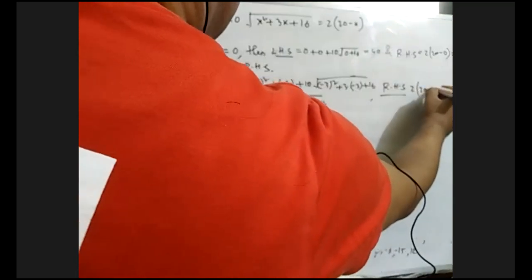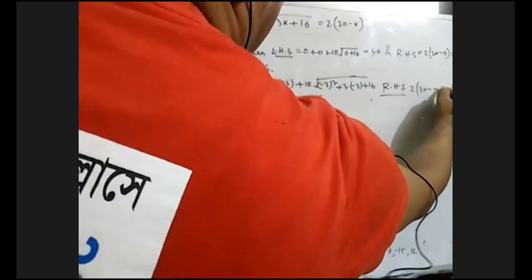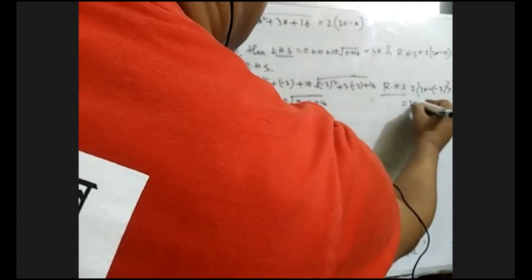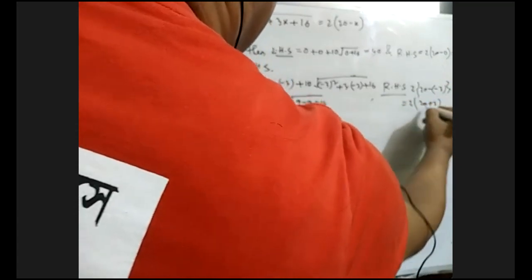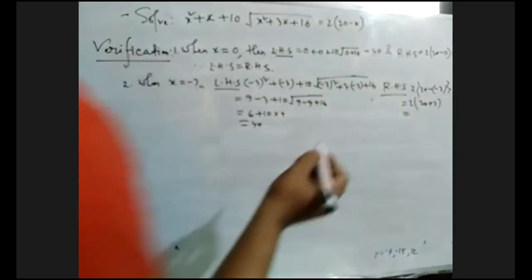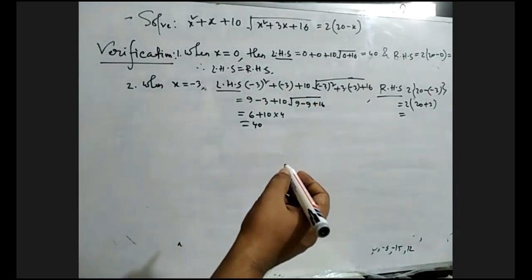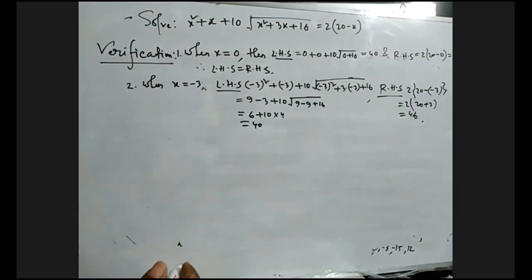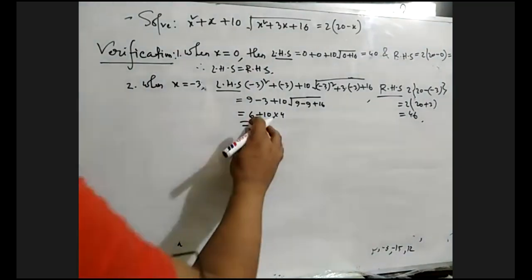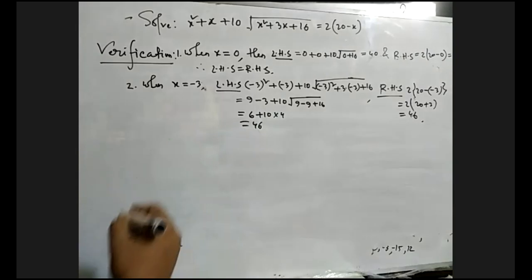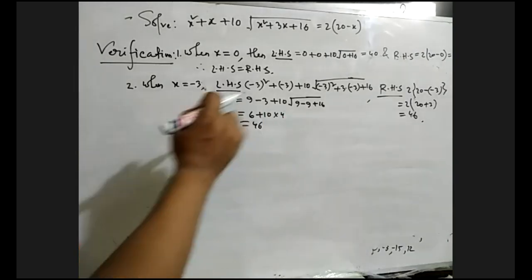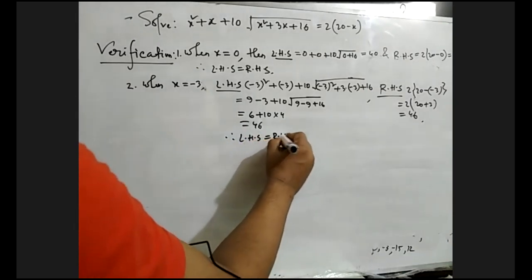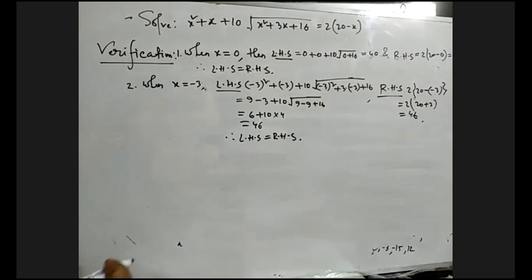Similarly, the right hand side for this part: 2 into 20 minus x, where x equals minus 3. This equals 2 into 20 plus 3, that means 2 into 23, which is 46. So are the left hand side and right hand side equal or not? Of course equal. In this case, left hand side equals right hand side. So x equals minus 3 is the solution of the given equation.